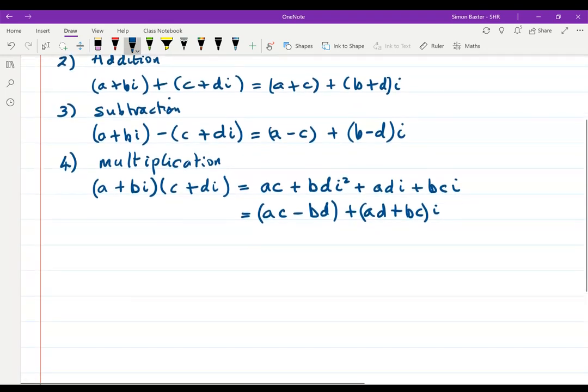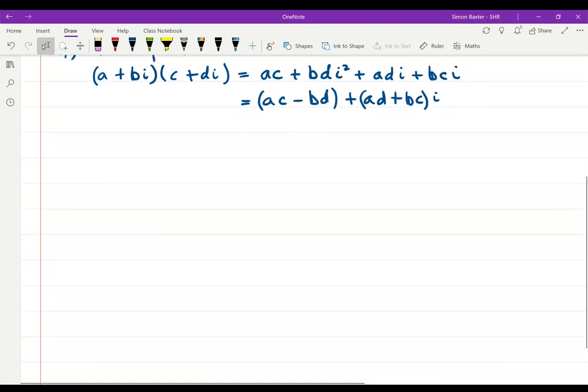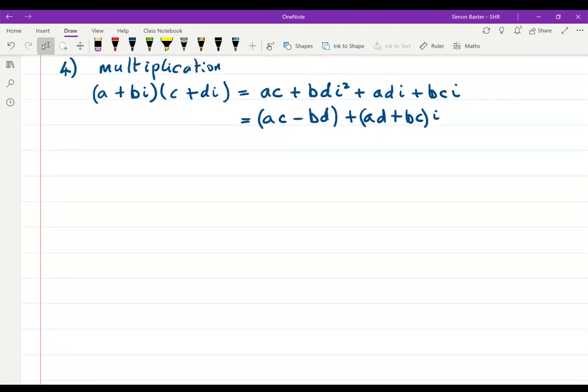Division is just a little bit more interesting. So let's have a little look at division. I think this is best done by looking at an example. So let's look at 3 plus 4i divided by 1 plus 2i.